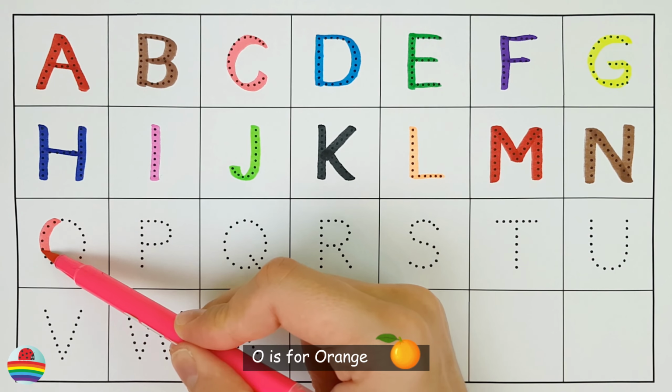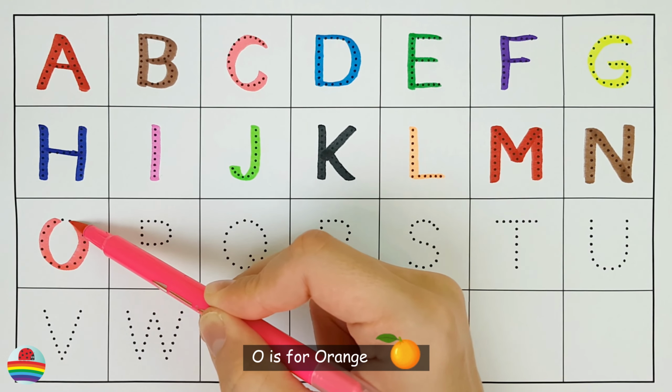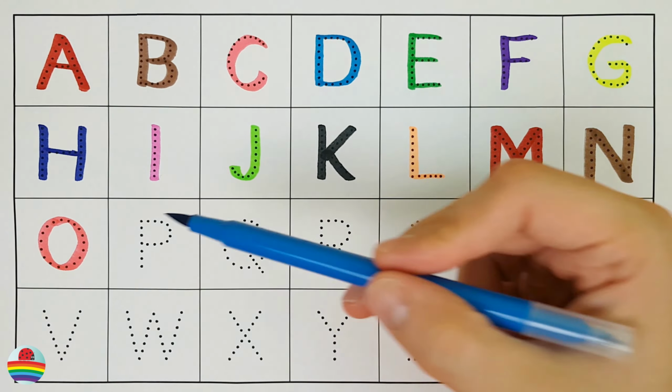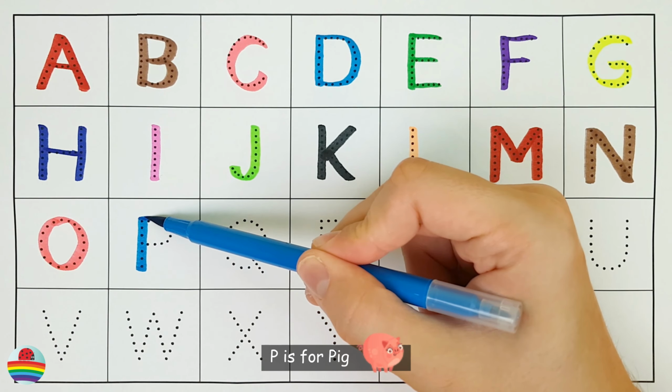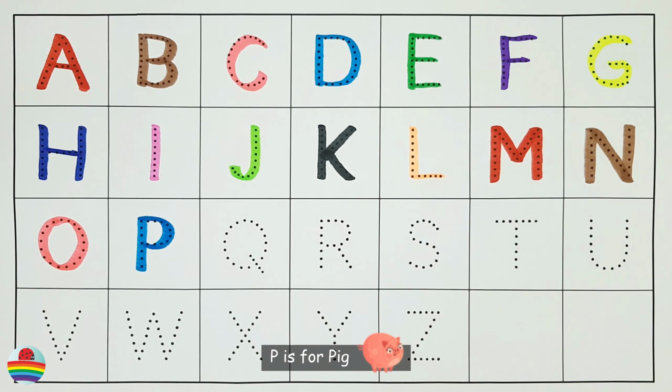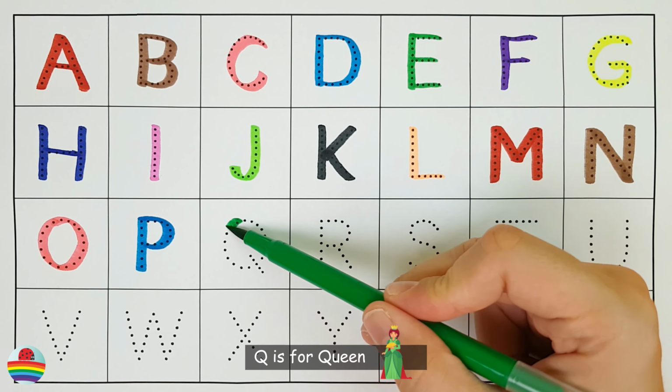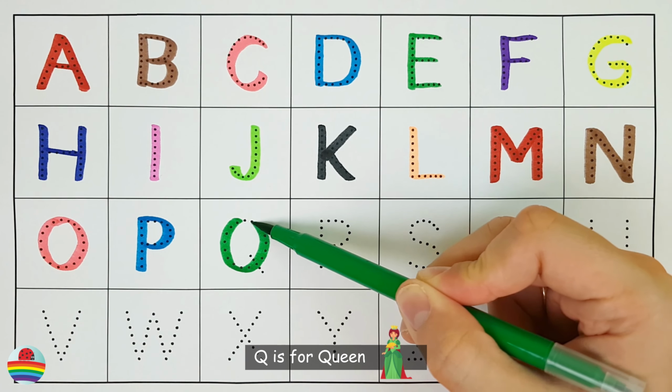O is for orange. P is for pig. Q is for queen.